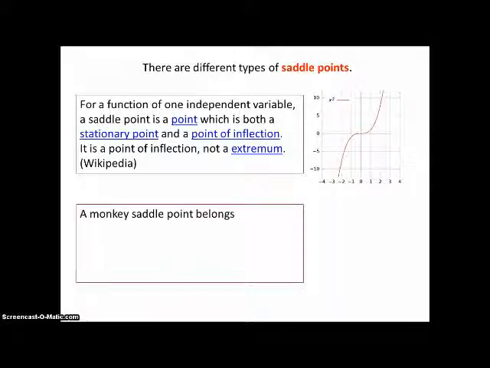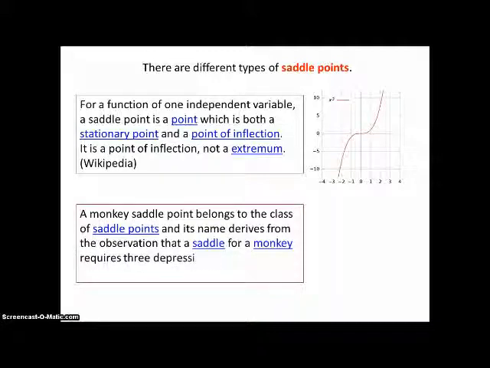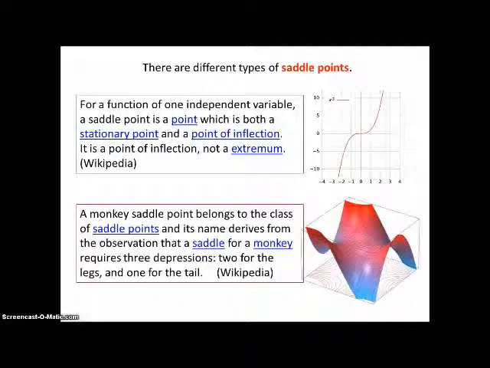Now there's a thing called a monkey saddle point. It belongs to the class of saddle points, and its name derives from the observation that a saddle for a monkey requires 3 depressions, 2 for the legs and 1 for the tail. So if you can imagine a monkey sitting astride there with his tail coming out towards you down that sloping portion of the surface, that's a monkey saddle point.